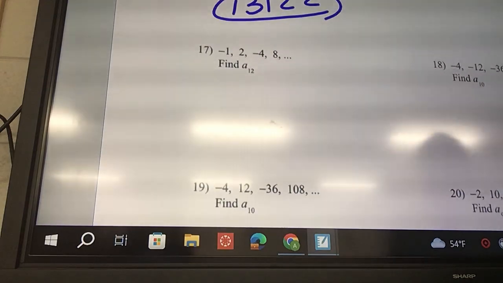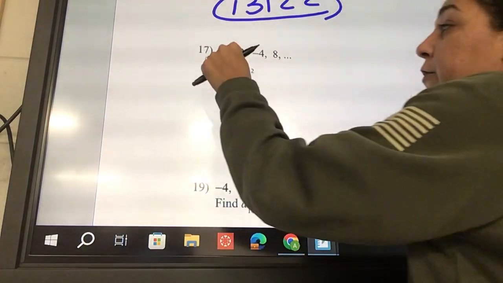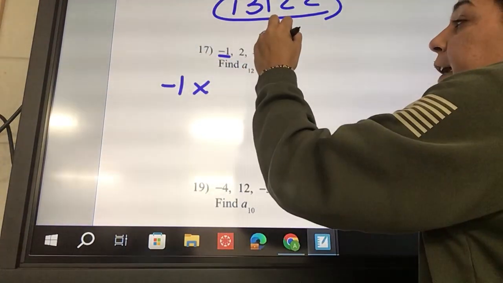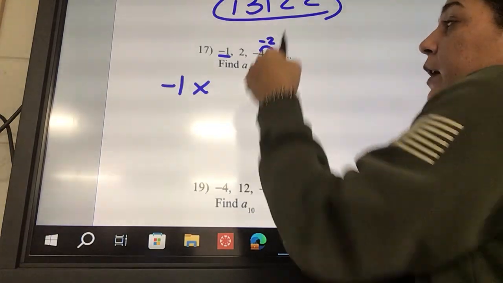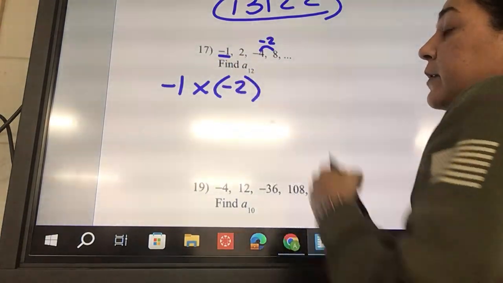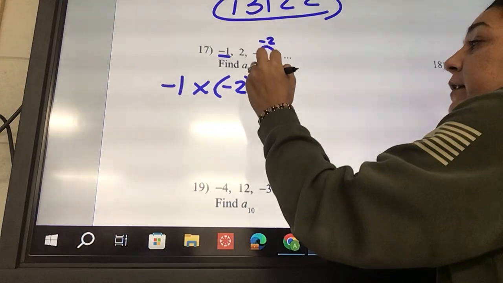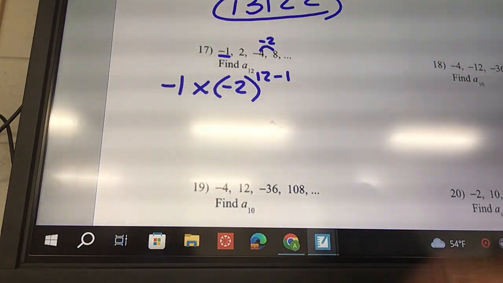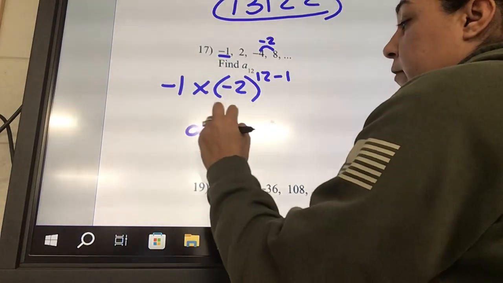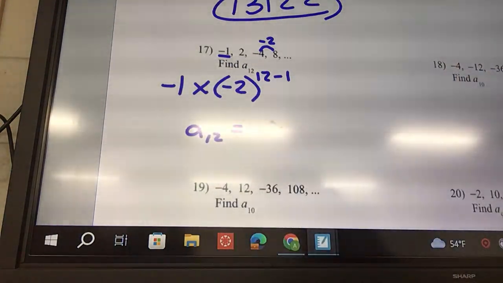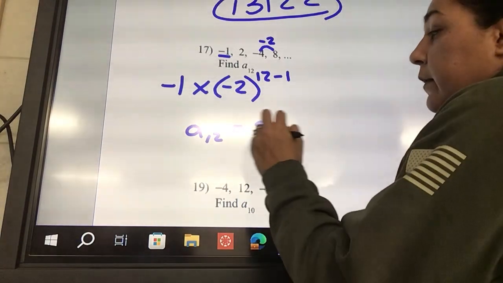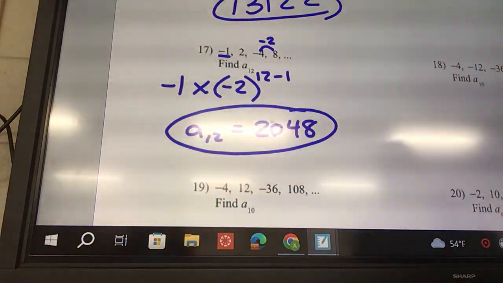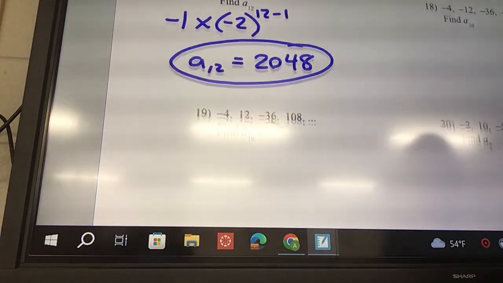Okay, 17. My A sub 1, my first term, is negative 1 times, okay, now I find my common ratio. 8 times negative 4, it's going to be negative 2. Because that's a negative, I need to put that in parentheses. And the term I'm finding is 12 minus 1. Okay, and again, the fancy way is to say A sub 12 equals, and when you type all that in your calculator, you're going to get 2048. Okay, but again, if you just write the 2048, I'm good with that.